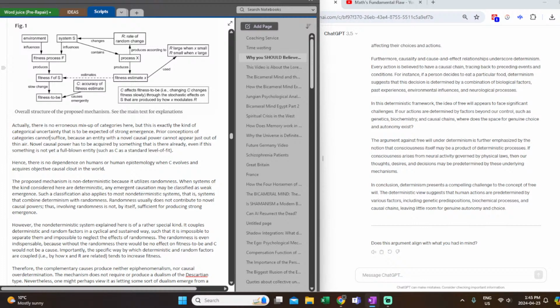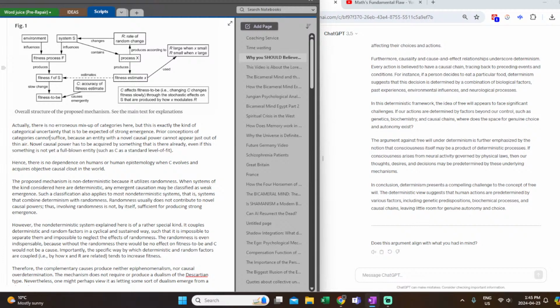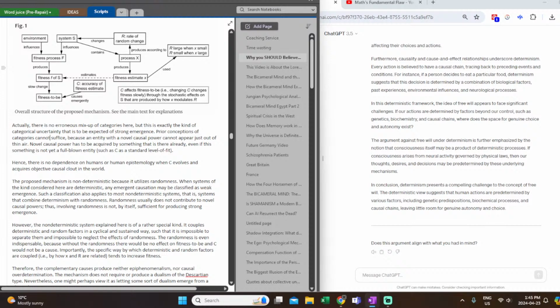It's just like an empirical tool for us to look at or to consider evolution. But he says that there is no erroneous mix-up of categories here. This isn't just like a mental construct. There's a sense in which it really exists as a causally, it's causing as something with causal agency. That's a good way to put it.